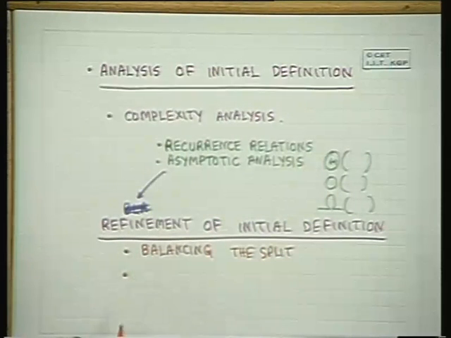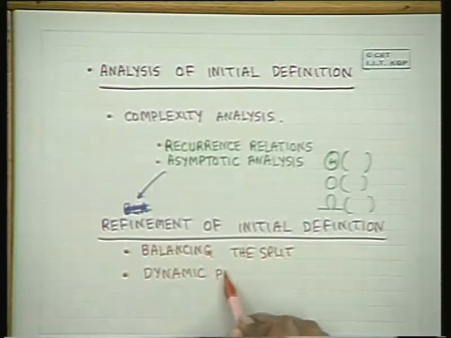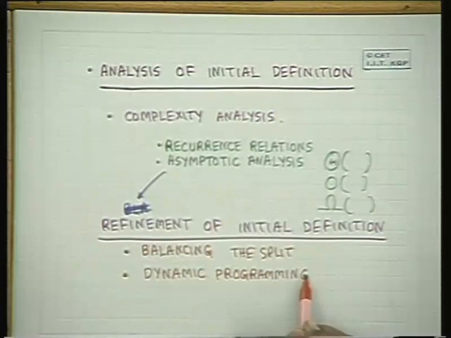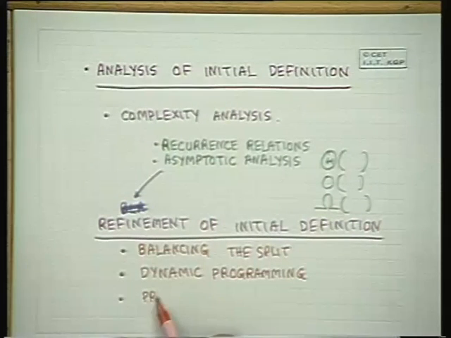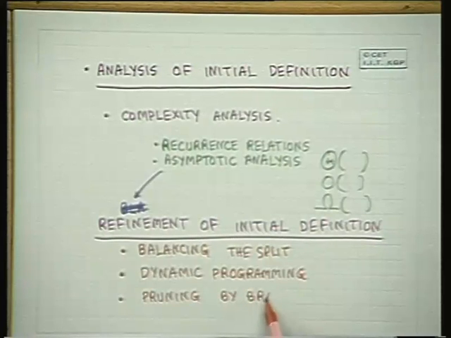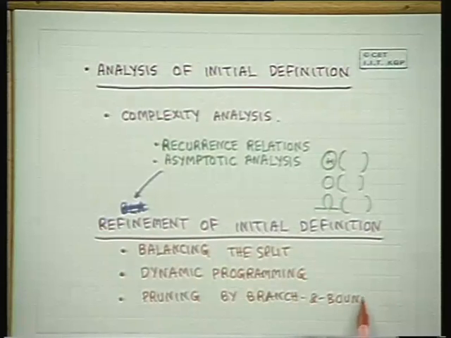Second, we saw identical subproblems being solved only once by the concept of memoizing, which is the concept of dynamic programming. And thirdly, we also saw pruning by branch and bound. These are the three techniques that we have seen in refinement. There are several other techniques in refinement.